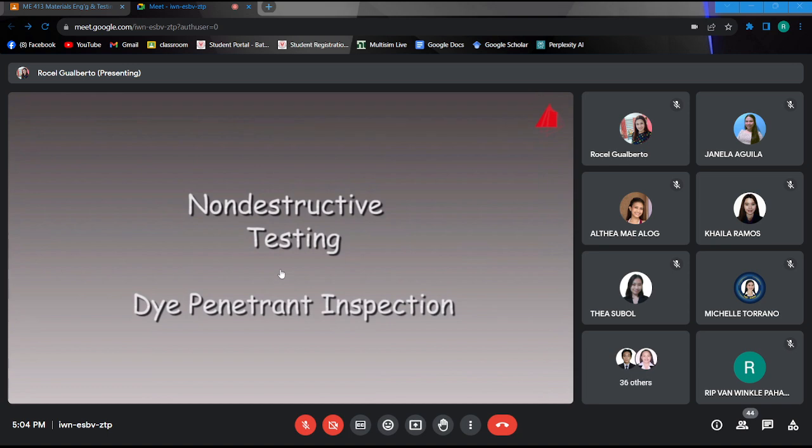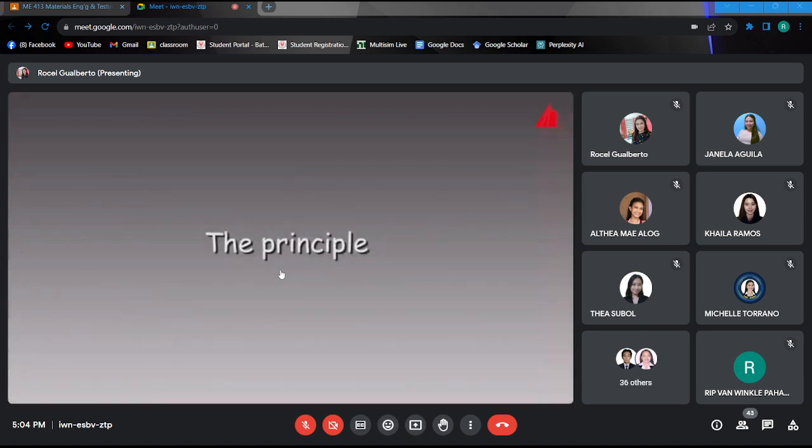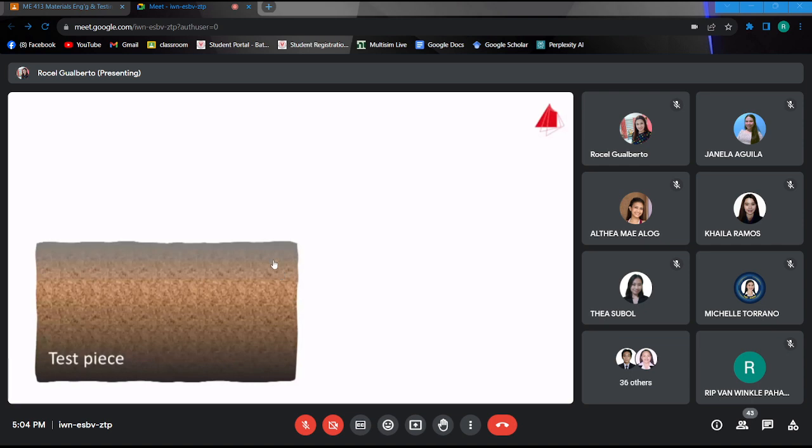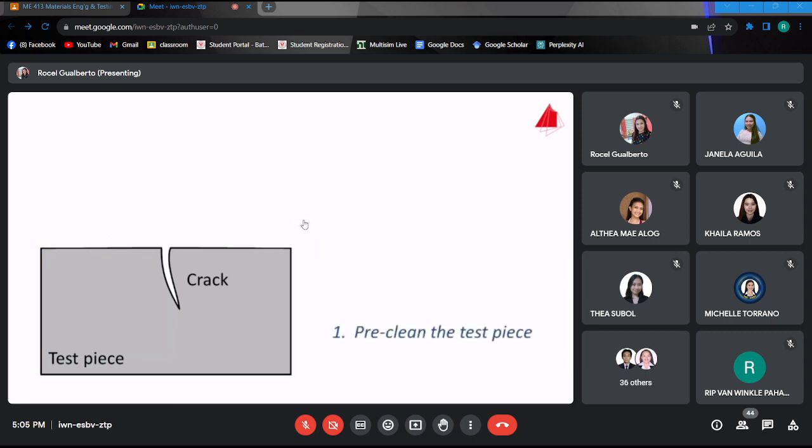Dye penetrant examination is an important method of non-destructive testing of materials. This is the basic principle. Often the surface of a workpiece is covered with rust or paint, which masks the material defects, as shown in the sectional view. Therefore, the first step is always the pre-cleaning of the test piece surfaces, so that cracks are open to the surface.